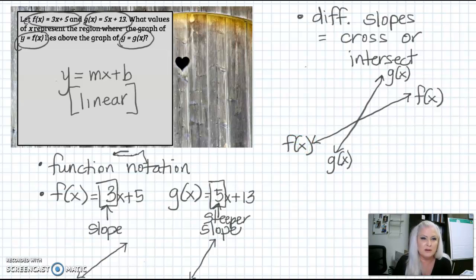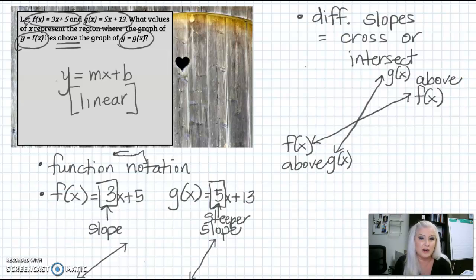So I'm going to look for some key words, some context to the problem. What I notice at the very end is they're saying where the graph of y equals f of x lies above the graph of y equals g of x. So if I'm looking for what's above, I am looking at the left-hand side of the graph has f of x above g of x. On the right-hand side, g of x is above f of x.